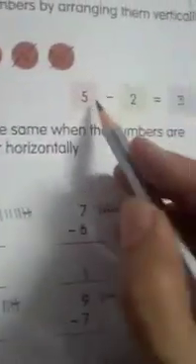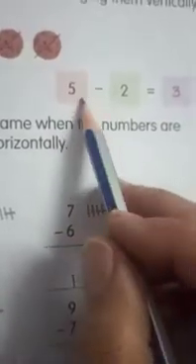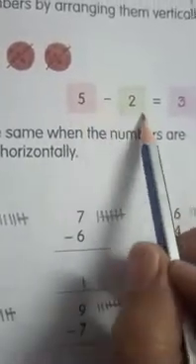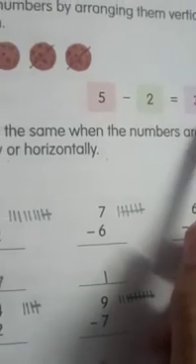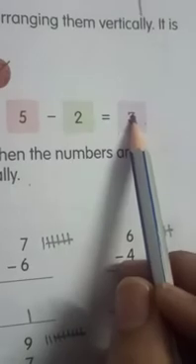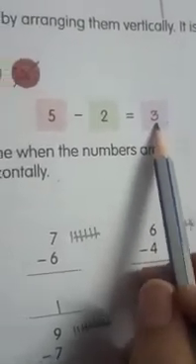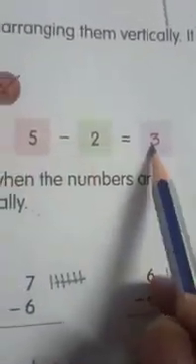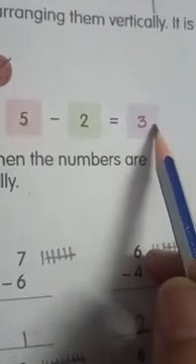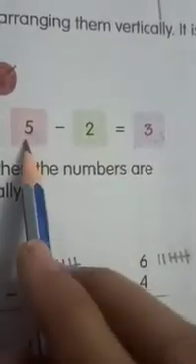And in the sleeping form, or horizontal, 5 minus 2 is equals to 3. So we see that the answer is the same. Children, the answer is same when the numbers are subtracted either horizontally or vertically. Let's do some problems of vertical subtraction.